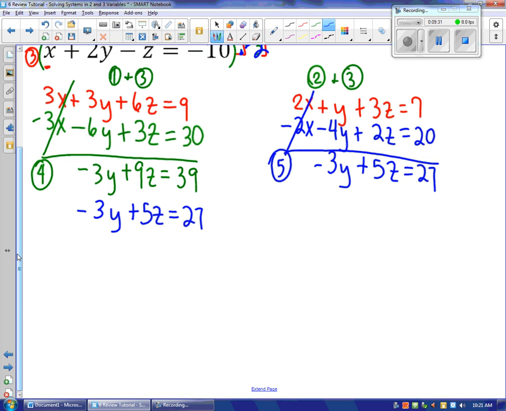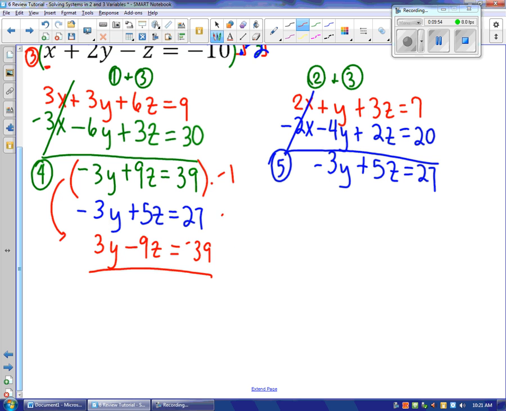So what I'd like to do is multiply one of the equations by negative 1. I'm going to go ahead and just do that to the first equation. And I'm going to rewrite it underneath. If I multiply negative 3y times negative 1, I get a positive 3y. 9z times negative 1 is going to give me a negative 9z, and 39 times negative 1 is going to give me a negative 39.